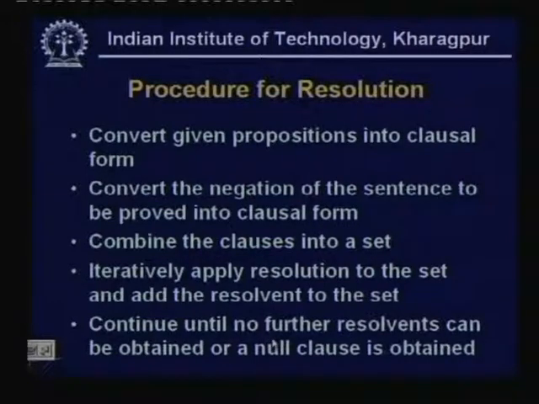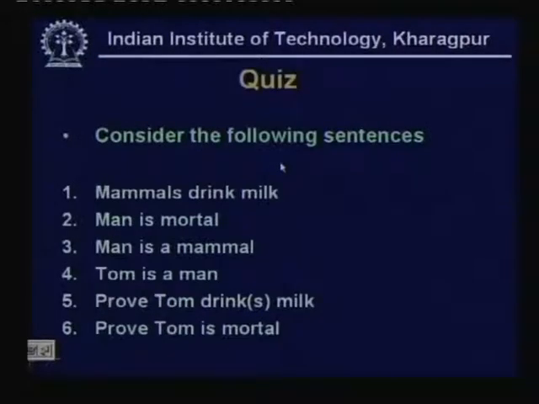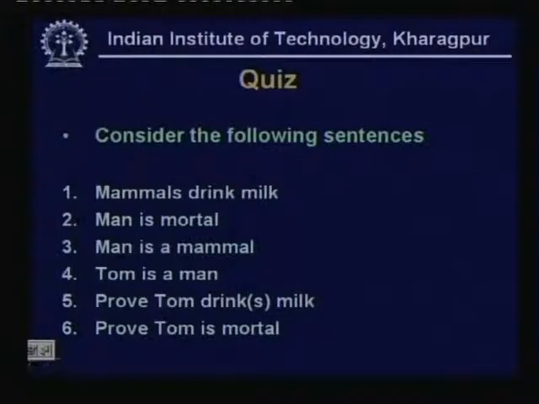Now, with that, let us quickly come to a practice quiz, which you will have to try. Please take down. Consider the following sentences. Mammals drink milk. Okay. Assume, whether in the real world it is true or not, let us not bother about that. We are thinking of a logical world. So, when we are making a statement, I am assuming that this statement is true. Mammals drink milk, man is mortal, man is a mammal, Tom is a man.